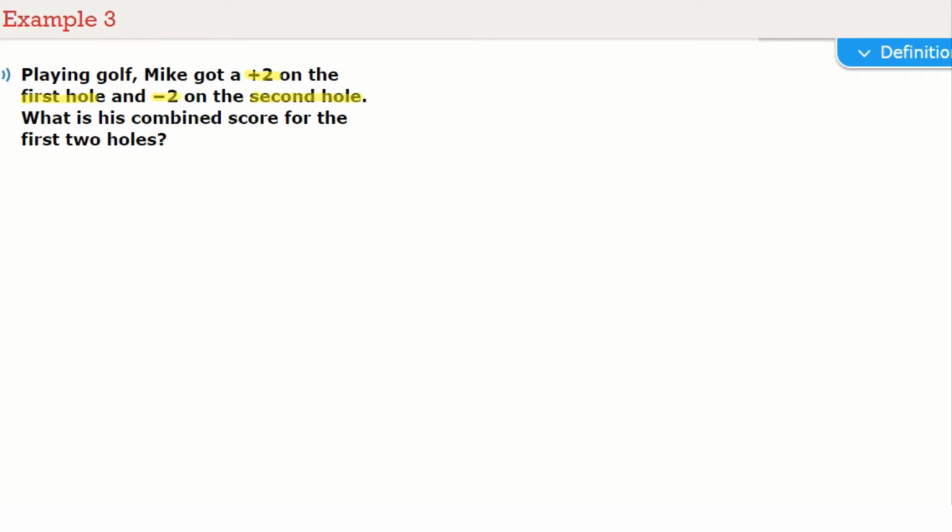Now I have to figure out what I have to find. So the question says, what is the combined score for the two holes? So the first hole we had a positive 2, and then the second hole we had a negative 2.